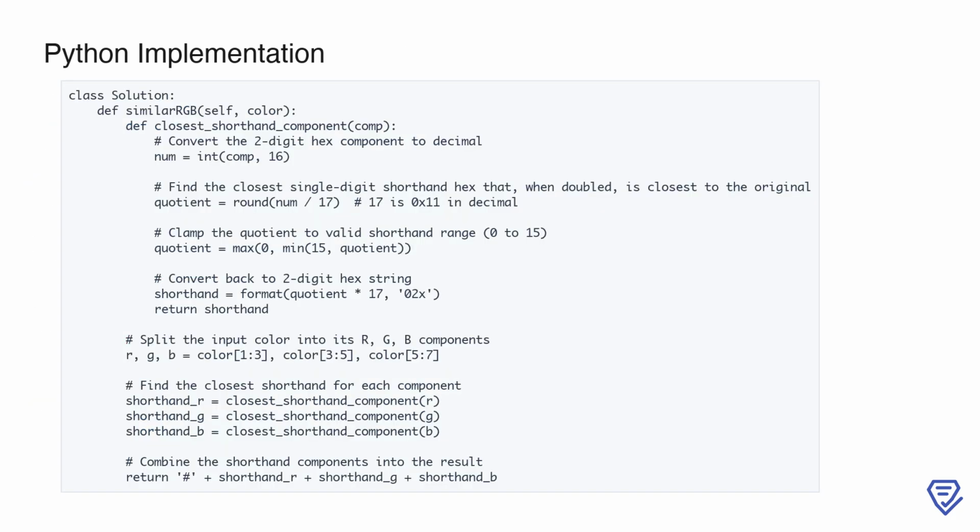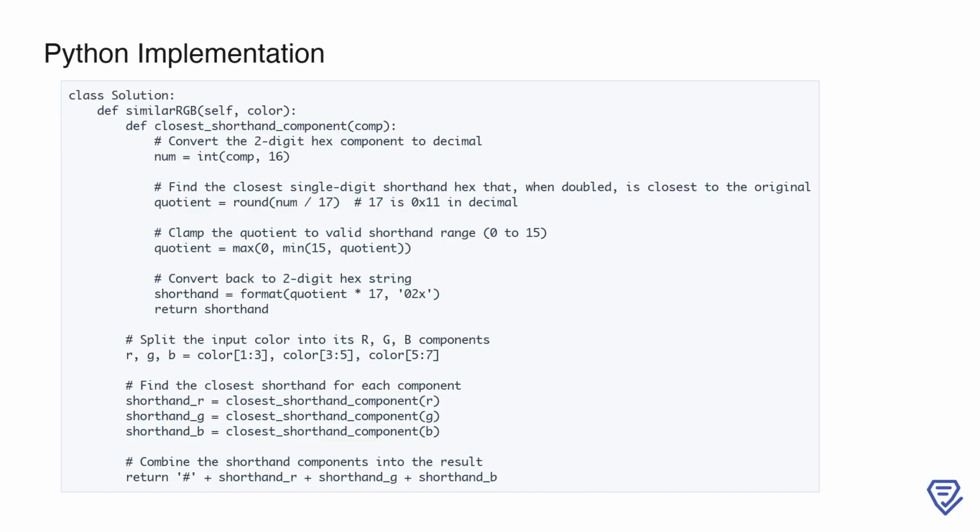This Python implementation solves LeetCode problem 800, Similar RGB Color, by finding the closest shorthand 3-digit hexadecimal color for a given 6-digit hexadecimal color. The solution leverages the fact that shorthand colors repeat each digit, e.g., #123 is #112233.